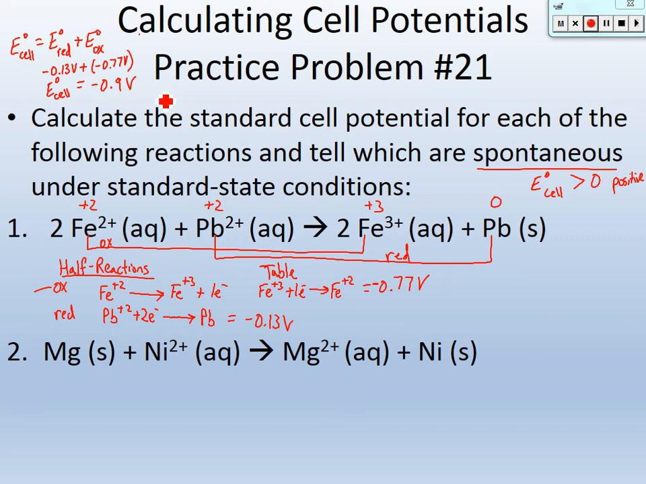So this first one here is non-spontaneous. This would be an example of an electrolytic cell. It's non-spontaneous. It would never happen unless we gave it some energy and made it become spontaneous. So anyway, that's number 1.